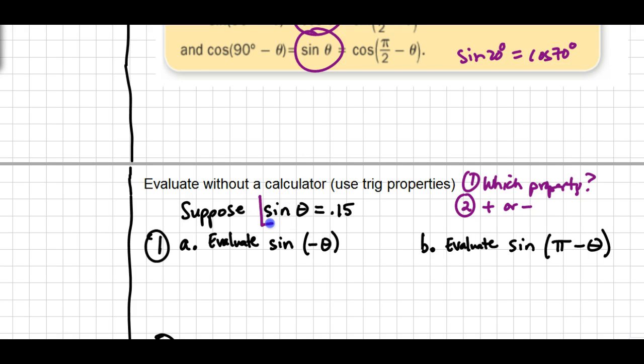So for example, they'll give you a piece of information. In this case, the sine of some rotation is a 0.15. Think about where the sine is a positive value. That's going to occur only in quadrants 1 and 2.